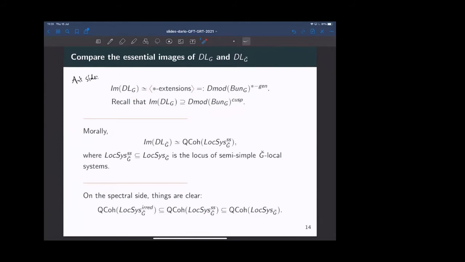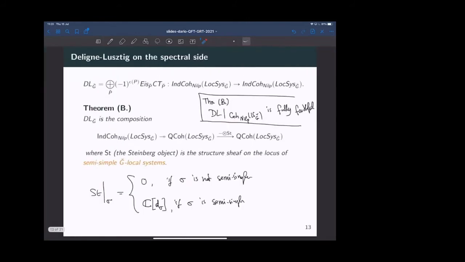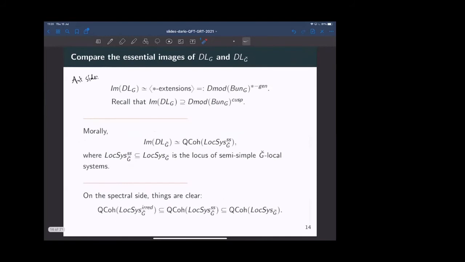So that's what we have on the automorphic side. On the spectral side, if we buy this fact that the Steinberg object is the structure sheaf on the locus of simple local systems, then you see that the image is the category of quasi-coherent sheaves on the locus of simple local systems. And that's a slight lie, because this locus is only constructible inside LocSys. It's not locally closed, so it's not defined as a substack. Nevertheless, this category is possible to define. So the category exists without the stack existing. This is a difficulty that doesn't matter for us. So let's pretend everything is okay.